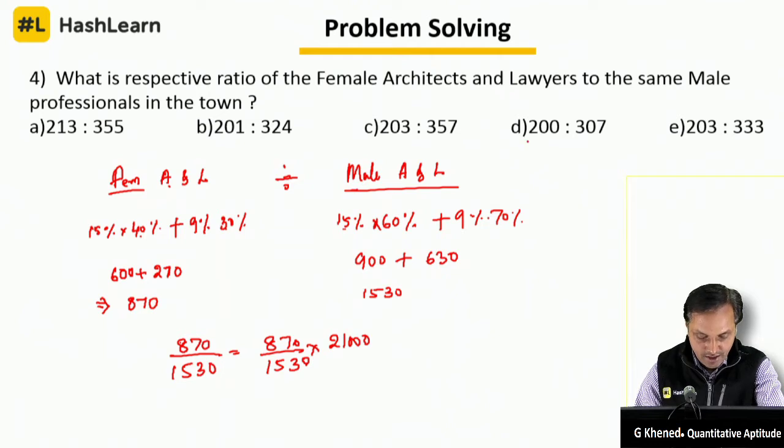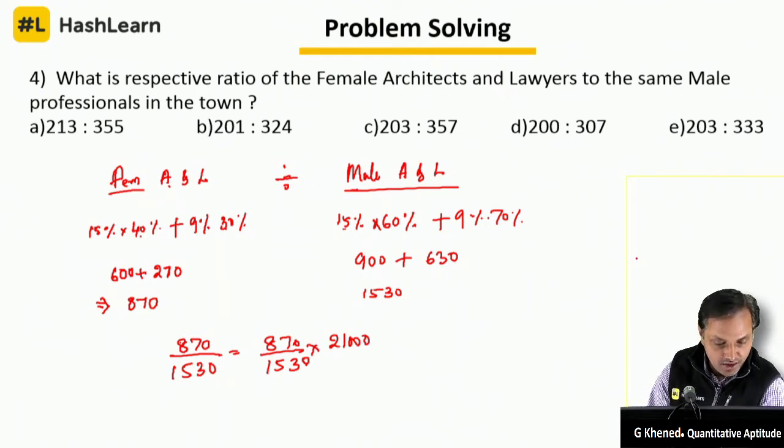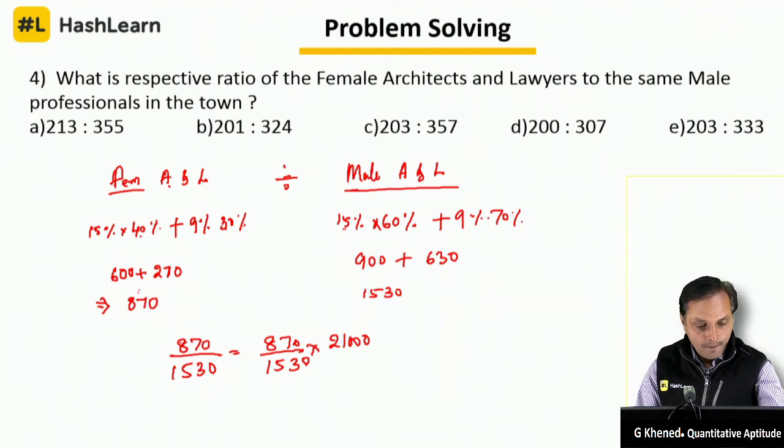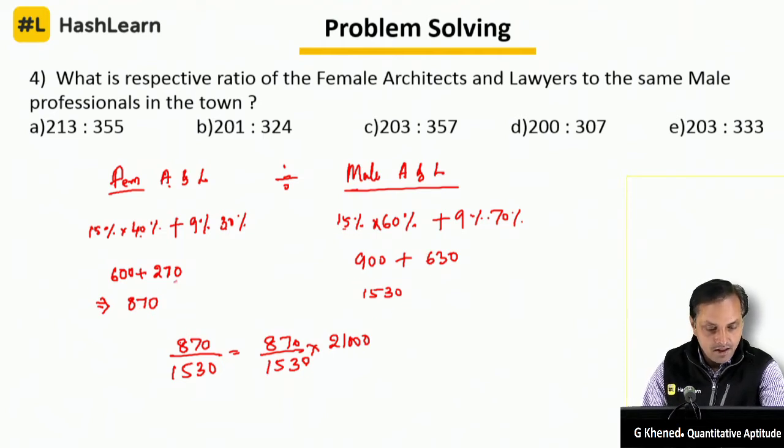60, 21, 9, 70. The total ratio should be, let me check, 9 3s are 27, 270, 15 4s are 60, 600, that is 870, 15 6s are 90, 9 7s are 63, 630, that is 1530, that is fine, and that is 270, 15 4s are 60, that is also fine.